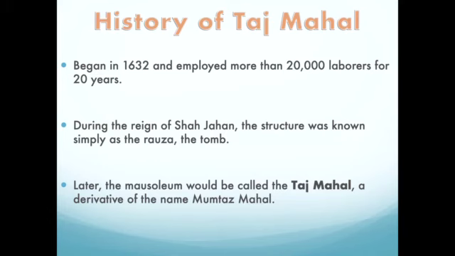It was begun in 1632, and about 20,000 people worked on it. During the reign of Shah Jahan, the structure was known simply as the Rauza, or the tomb. But later, the mausoleum would be called the Taj Mahal, which is a derivative of the name of the woman it is dedicated to, Mumtaz Mahal.